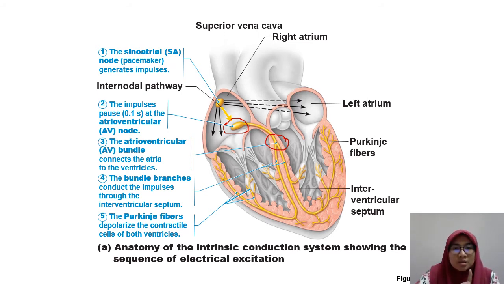Okay, the bundle branches kat sini conduct the impulses through the interventricular septum. Okay, so the Purkinje fibers yang di bawah ni, okay, ni Purkinje fibers juga, right, it depolarize the contractile cells of both ventricles. Okay, yang masa nombor 4 ni, the bundle branches, masa ni darah goes in. Okay, darah goes in into the ventricle. Purkinje fibers ni pula, dia akan contract this ventricle to send the blood away from the ventricle.